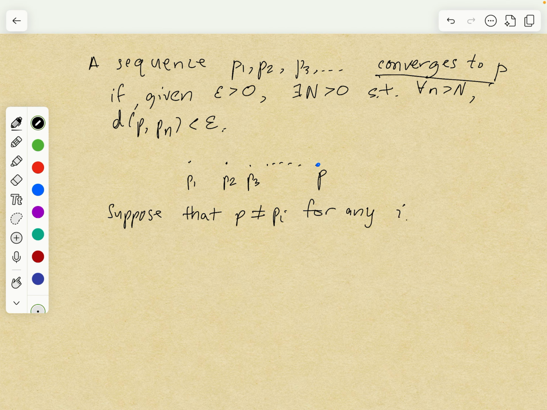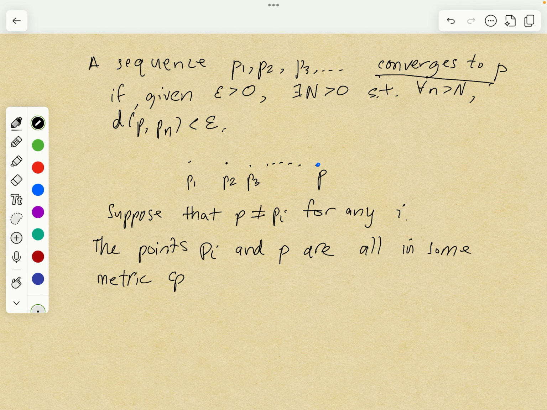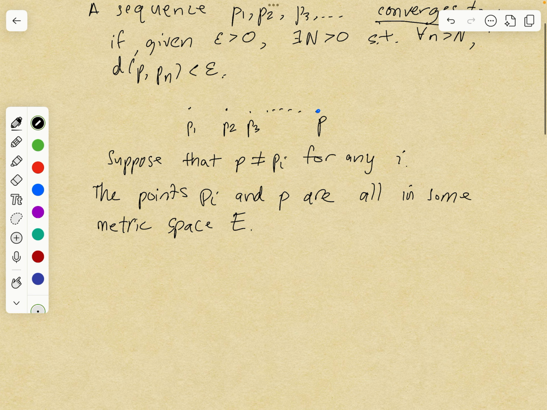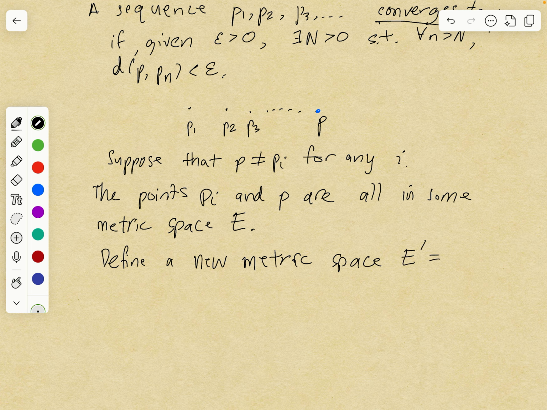Okay. So these points, the P_i's and P, are all in some given metric space E, right? Now, suppose we define a new metric space E prime to just be E, except you remove the point P. And so this is a subset, and you give it the metric space structure induced by the metric space structure on E.